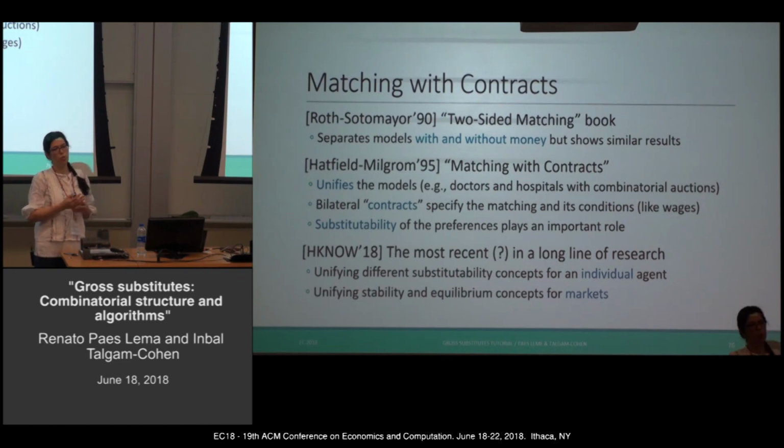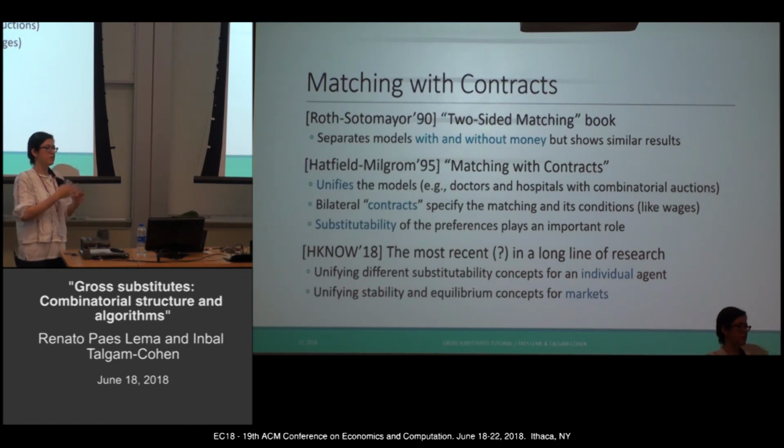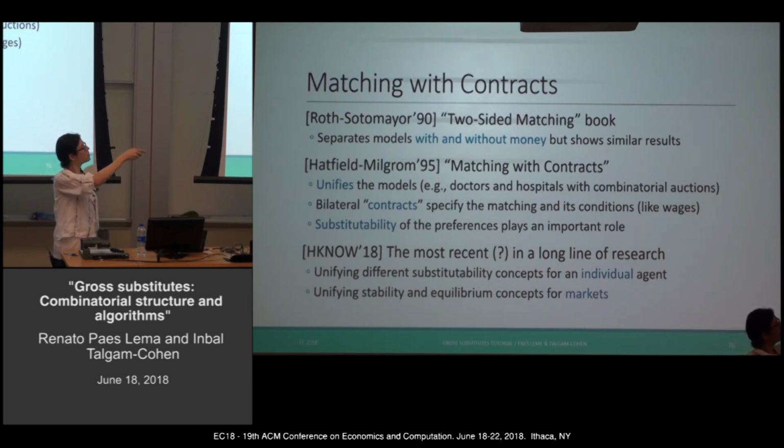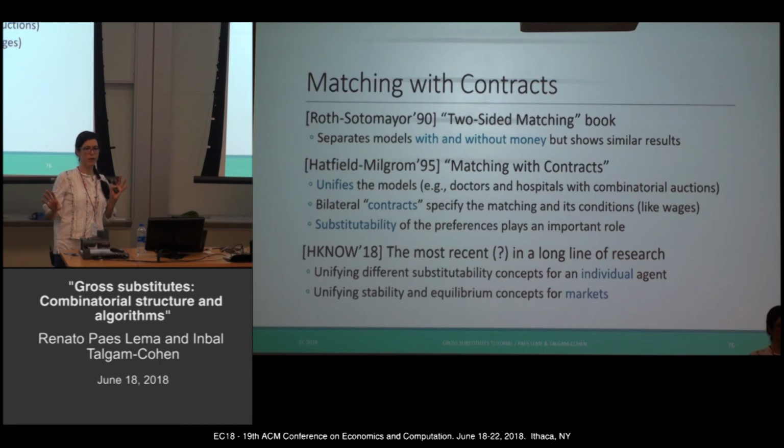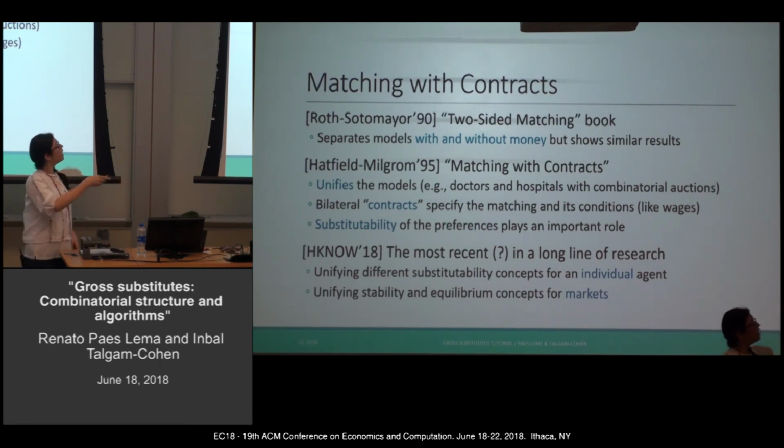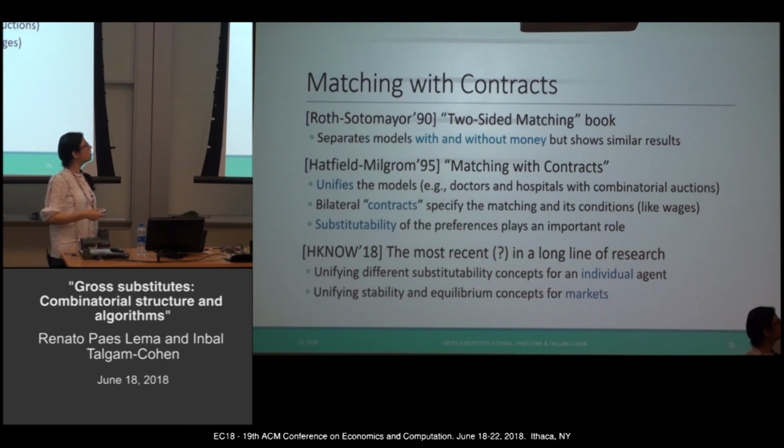So what the status was historically, for example, if you take a look at the two-sided matching book of Roth and Sotomayor, you're going to see that models with and without money were separated. So the results were really similar, but the treatment was separate. And this paper, the Matching with Contracts paper, unified the models.